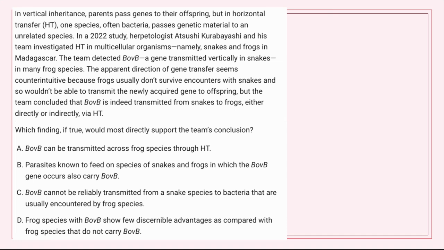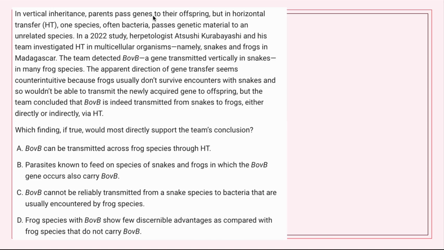The team detected BOFB, a gene transmitted vertically in snakes, in many frog species. The apparent direction of the gene transfer seems counterintuitive, because frogs usually don't survive encounters with snakes, and so wouldn't be able to transmit the newly acquired gene to offspring. But the team concluded that BOFB is indeed transmitted from snakes to frogs, either directly or indirectly via HT. Okay, so it's a little complicated, but let's just break it down.